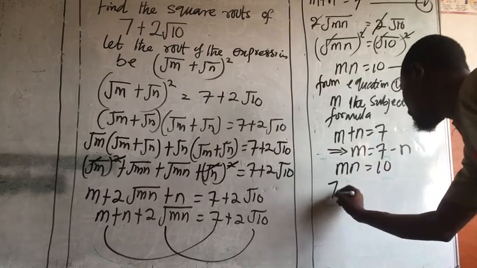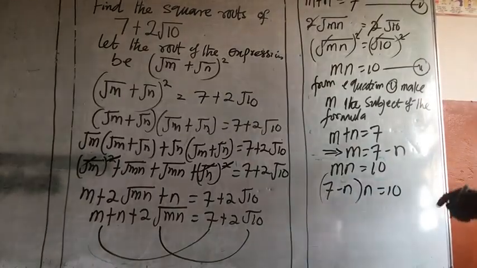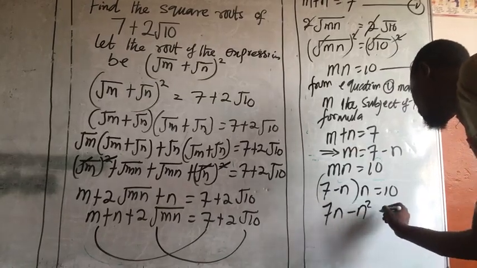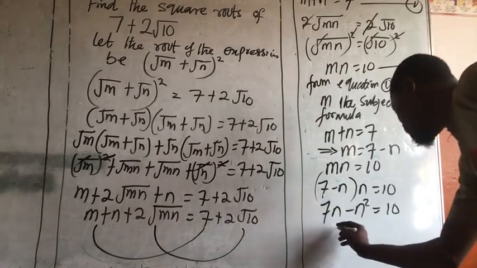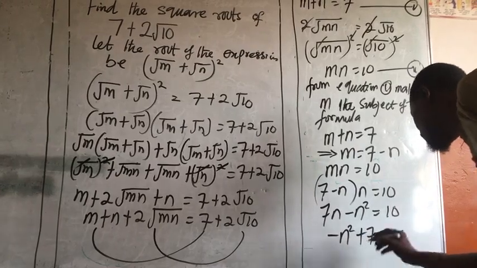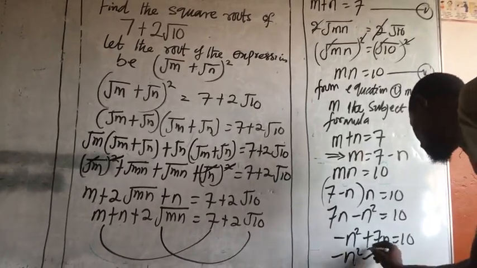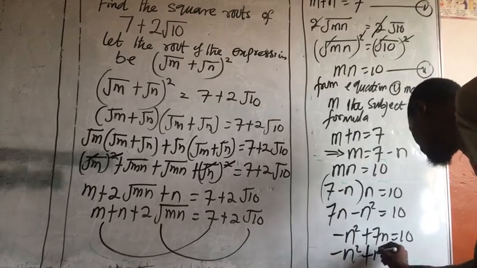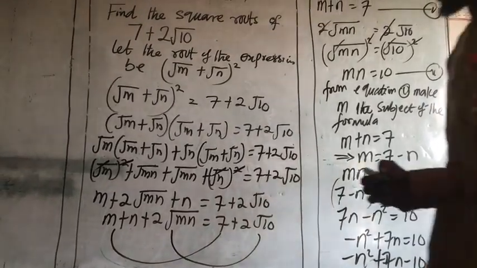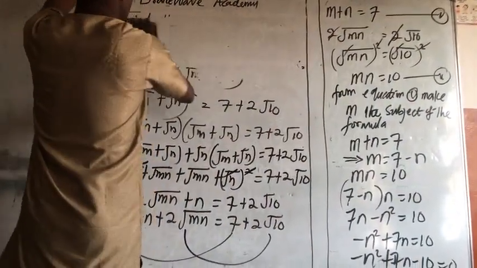m is 7 minus n in bracket, times n, is equal to 10. 7 times n we have 7n, minus n times n we have n squared, is equal to 10. Which is the same thing as minus n squared plus 7n is equal to 10. Then we now have minus n squared plus 7n minus 10 is equal to 0. It has changed to a quadratic equation.